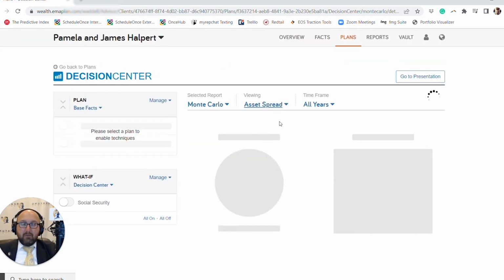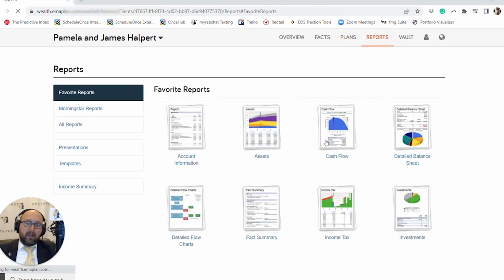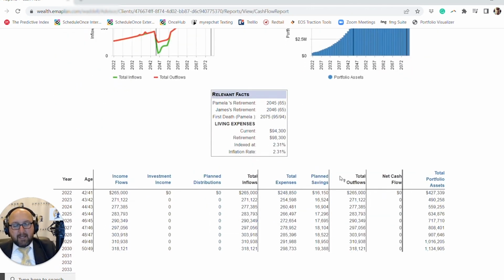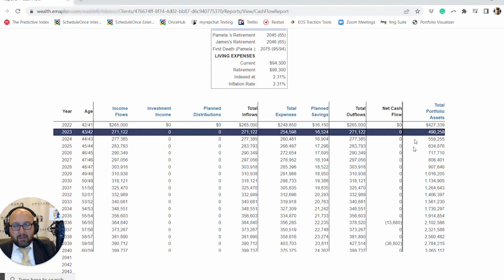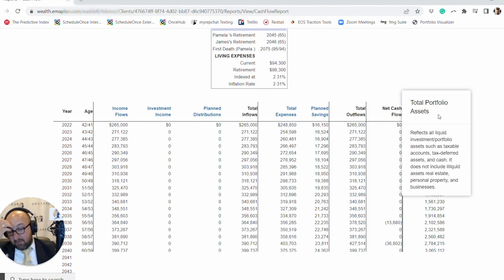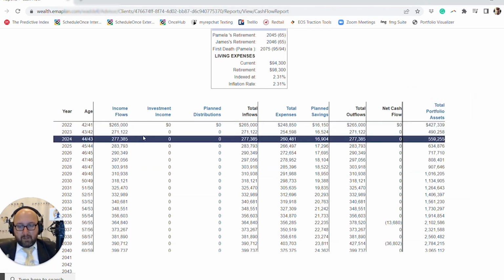Well, what that 91% probability of success means is it's taking the cash flow, which is the granddaddy of all the reports. This is essentially the brains of eMoney. It's taking this and it's changing around the returns inside of here. So the cash flow stays the same. It's not Monte Carlo in the cash flow, right? So this is cash flow based software, not goals based software.